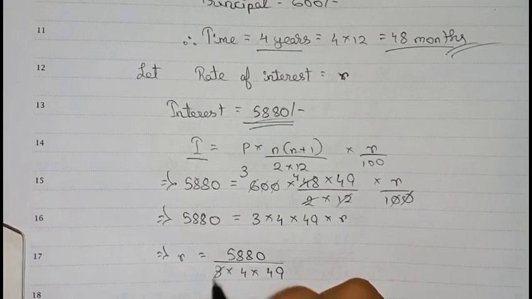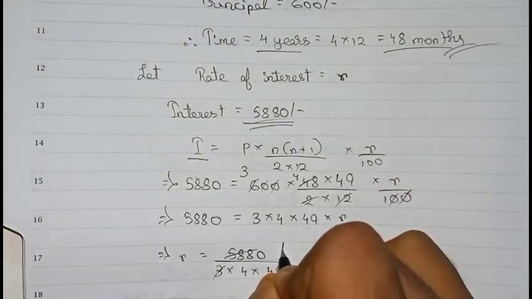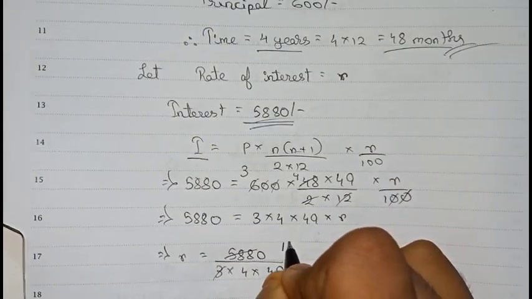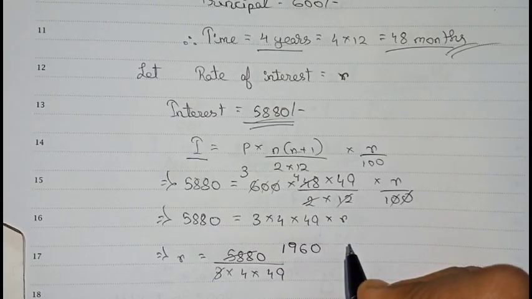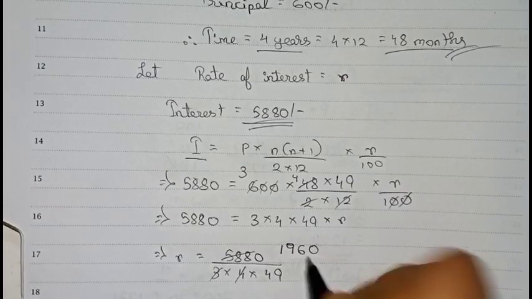So I first cut by 3. 3 ones are 3, 3 2s are 6... 9s are 27, 1, 8, 6, 0. 1960. Now I cut by 4.